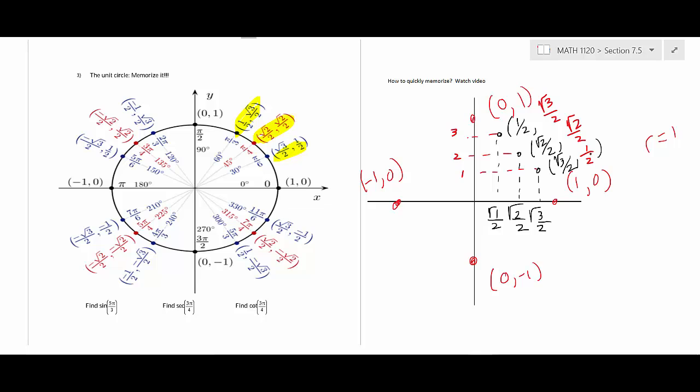Do you want us to memorize the radians too? Yeah, you have to write. We're going to work on that in just a second. Because we're going to count it, and we're going to learn how to count it out. It's actually very easy.